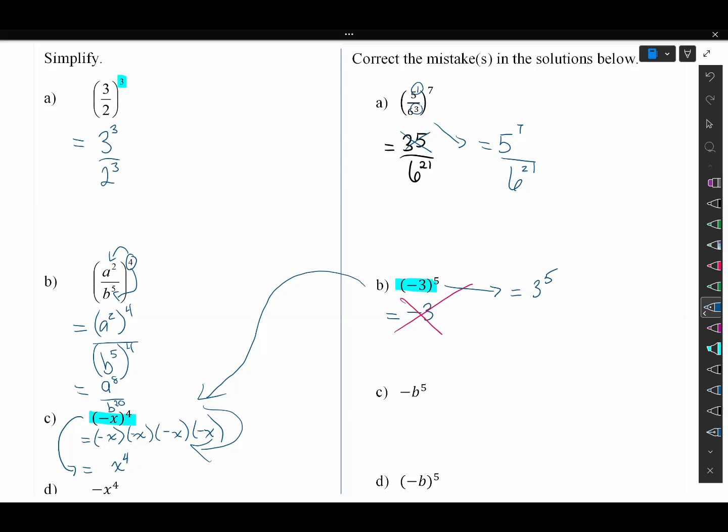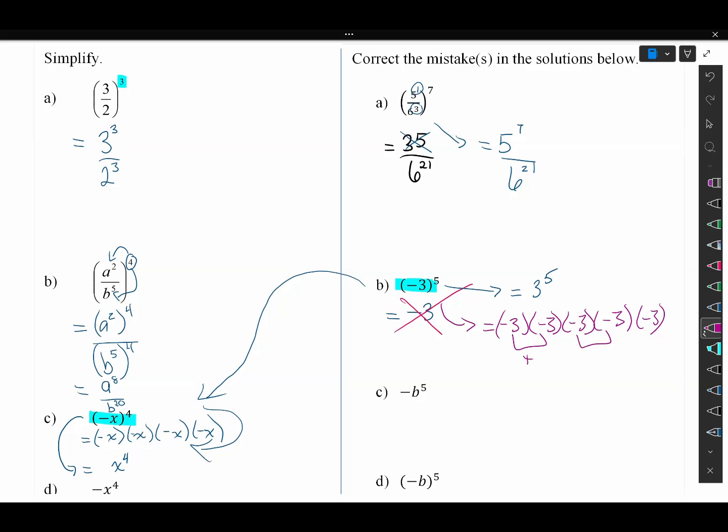Does that work this time? Let's break it down. Let's take a look. I'll use another color here. We're working with negative 3 to the exponent 5. That is negative 3 times itself 5 times. And here, let's track our negatives. Okay, I have 2 negatives. They cancel to make a positive.